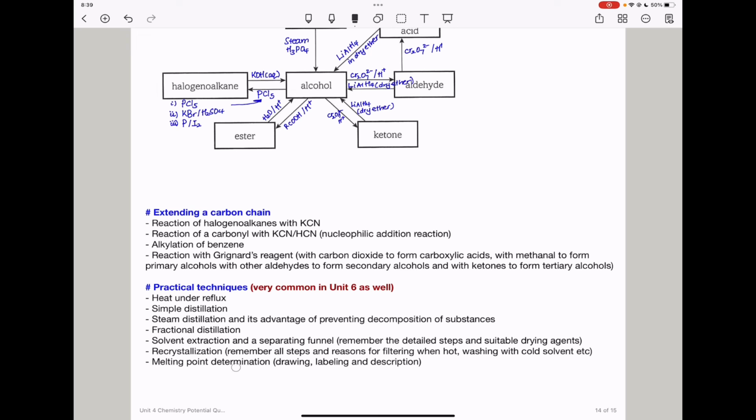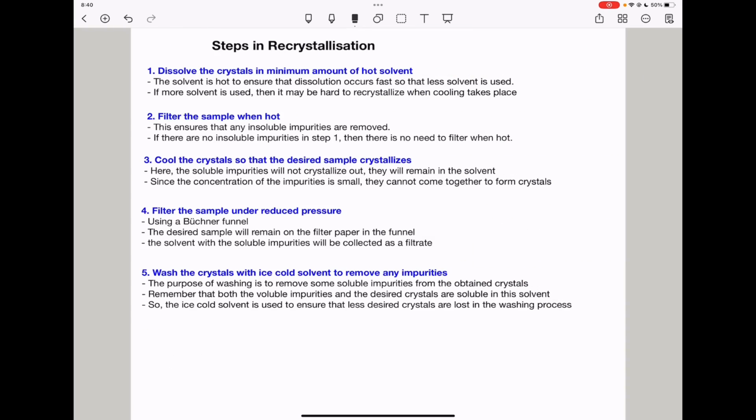And lastly, melting point determination. Ensure you fully understand how to draw, label, and describe each step in detail because this question came previously and it was about 5 marks in Unit 6 mainly. So fully understand this. I have taken some time to lay out the steps in recrystallization to ensure that you fully understand because I've seen this with some students, it gives them a hard time.